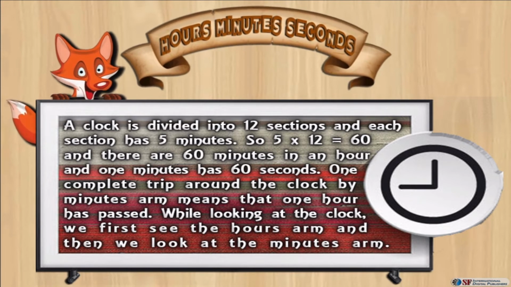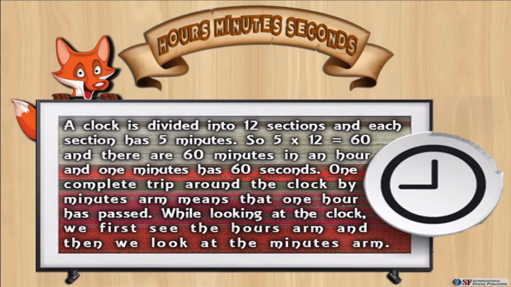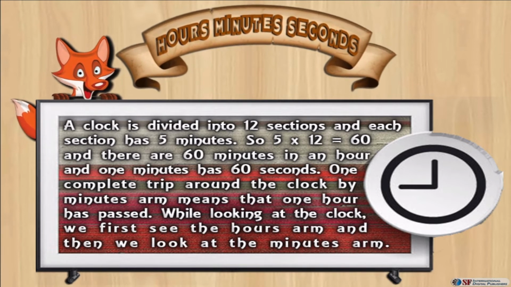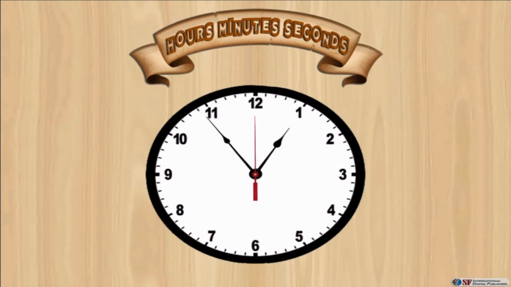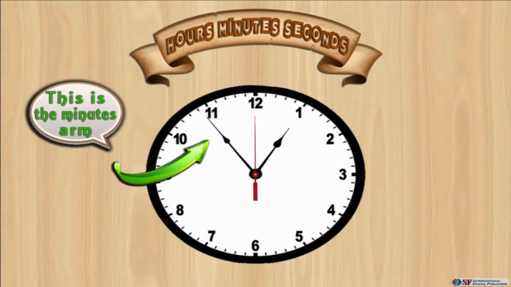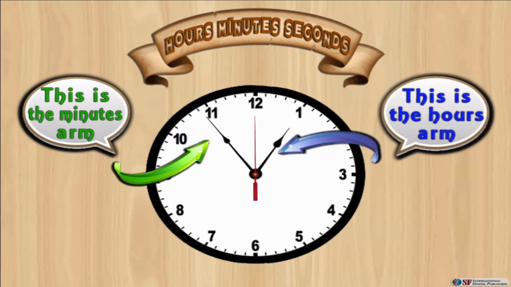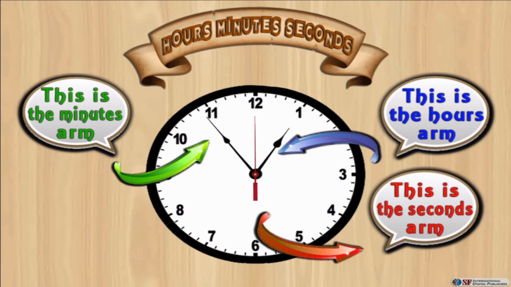While looking at the clock, we first see the hours arm, and then we look at the minutes arm. The clock has 3 arms. This arm tells us about the minutes passed. This arm shows the hours passed. To have an accurate idea about the seconds, we look at the seconds arm.